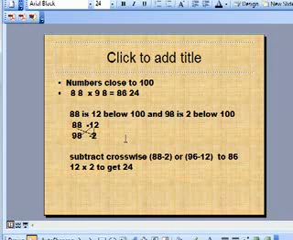This rule can also be applied to numbers that are close to 100. Just take an example, 88 multiplied by 98, which results in 8624. So 88 is 12 below 100, and 98 is 2 below 100. First you have to do a crosswise subtraction, either 88 minus 2 or 98 minus 12. That gives us back 86. That is the first portion of the result, and to get the second portion, we have to multiply vertically, that is 12 multiplied by 2 to get 24.